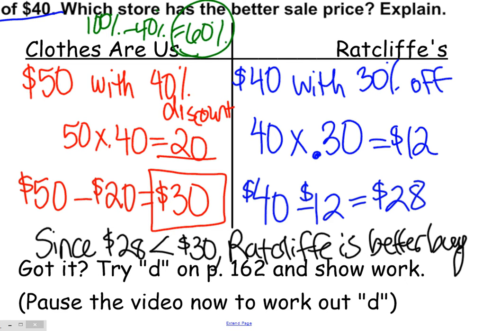Same thing with Ratcliffe's. Ratcliffe's is 30% off, so you take 100% minus 30%. So you're going to be paying 70% of the actual price. This is only a one-step solution, so this method is easier. Please take a look at your book and choose which strategy you prefer. Okay, make sure you work out example D on page 162 and pause the video now to work that out.